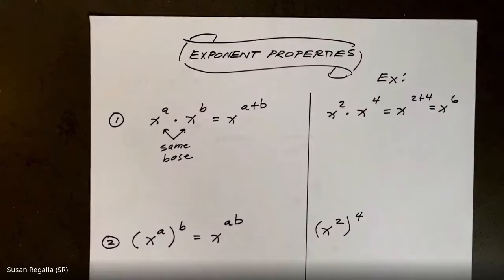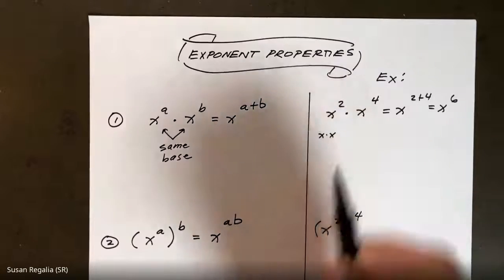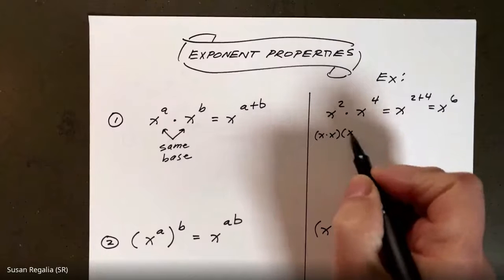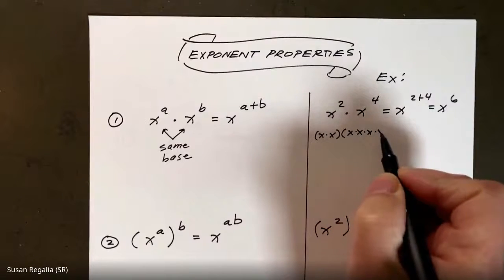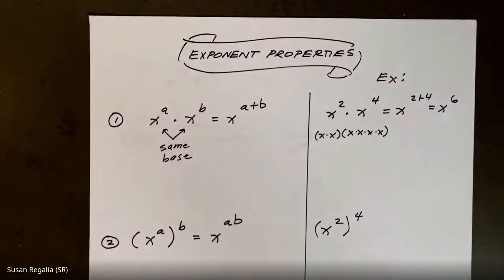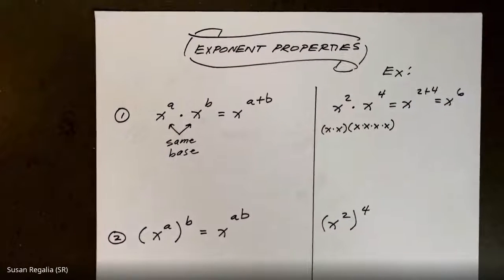Now it's always better to understand rather than memorize. You understand x squared, if we expand that, that means two little x's multiplied together. And x to the fourth means four little x's multiplied together. And if you count those up, you have six little x's multiplied together. So if you understand that, you will remember this property.